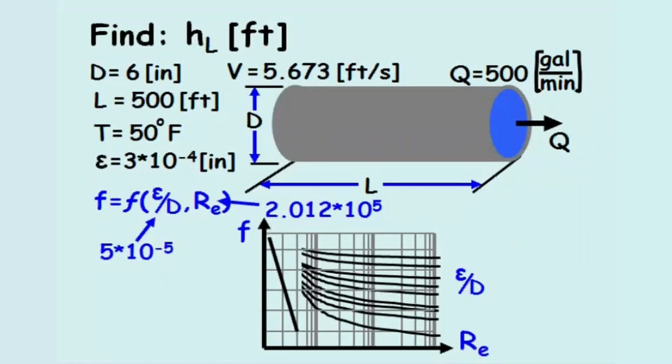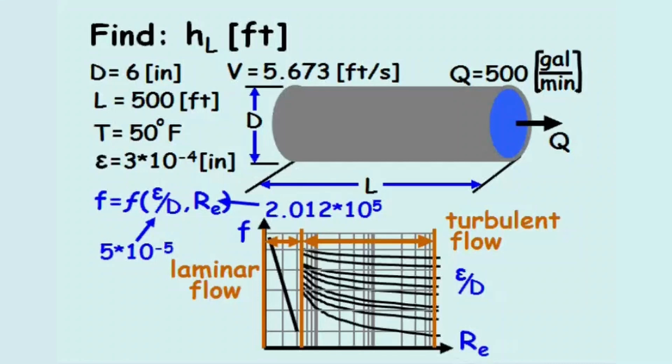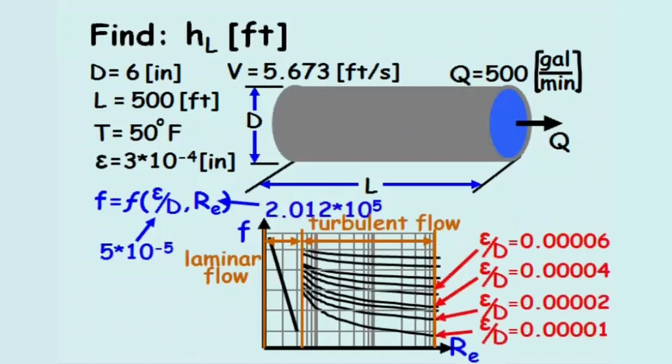The Moody diagram relates the friction factor to the Reynolds number and the relative roughness, where the left part of the diagram is used for laminar flow and the rest of the diagram for turbulent flow. Since the Reynolds number in the problem is more than a few thousand, the flow is turbulent. In the diagram, each curved line represents a constant relative roughness value, where the bottommost line is considered a smooth pipe.